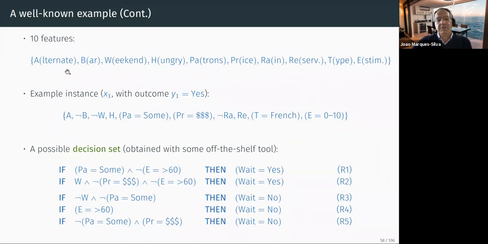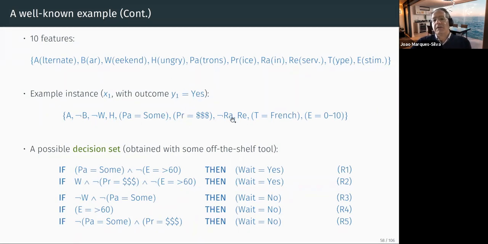And so some of these features, I'm going to use just as literals. Some of them are naturally Boolean, some others I'm going to show as literals by using equality, for example. So alternate, yes or no, bar, yes or no, weekend, yes or no, hungry, yes or no. Patterns can be different: some, full, and empty, I think.